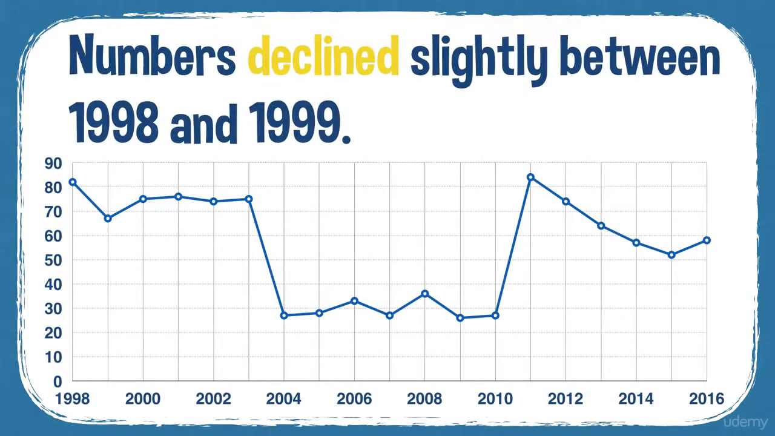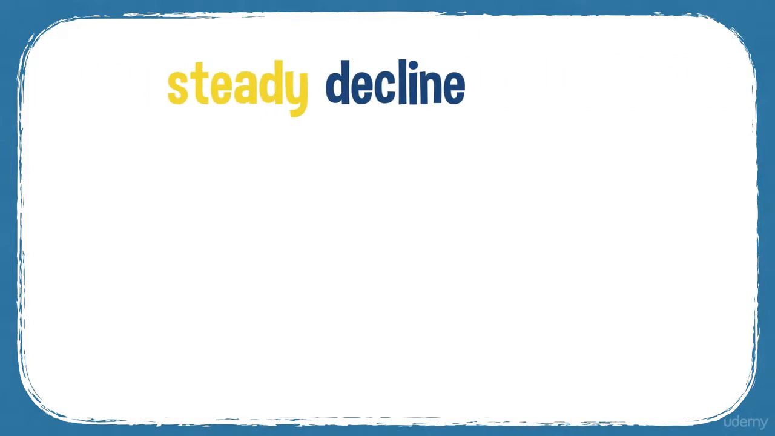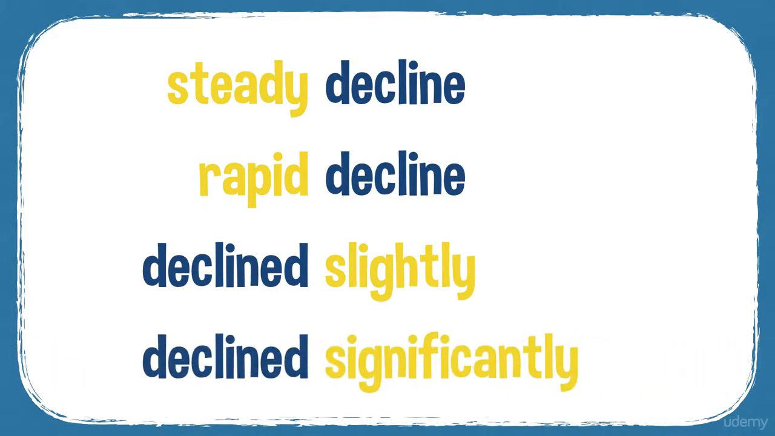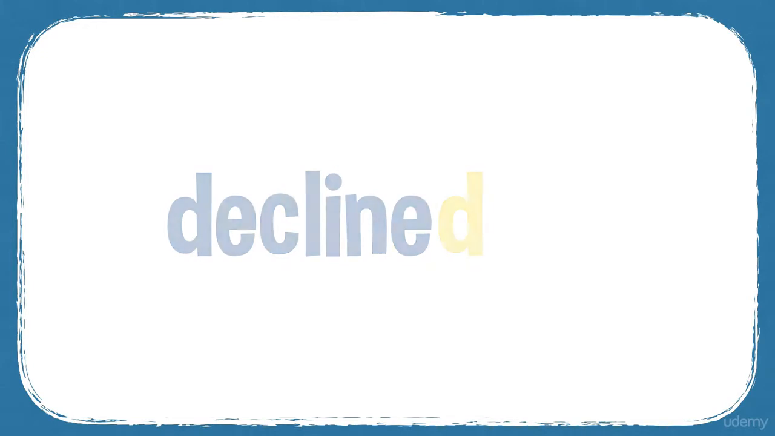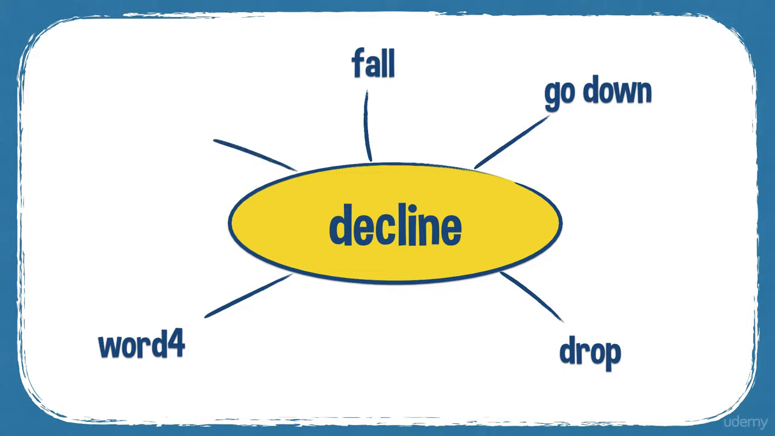Numbers declined slightly between 1998 and 1999. Steady decline is a very common collocation. Rapid decline. So if you're using decline as a verb, declined slightly, declined significantly. So the first two examples are a noun, last two are verbs. And the verb forms are declines, declining, declined. And some synonyms for decline: fall, of course, drop, go down, decrease.